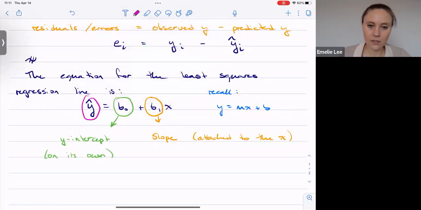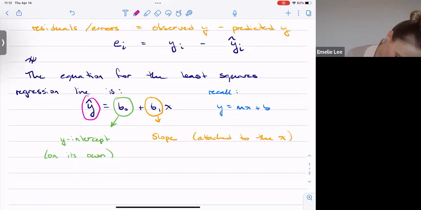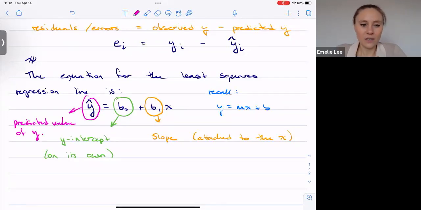Y hat is the predicted value of y, and how we're going to use this ultimately is we're going to construct this least squares regression line, and then we're going to predict a value of y for some value of x. So we leave x kind of open for business, and then we can plug in any value of x to find the predicted value of y. Okay.